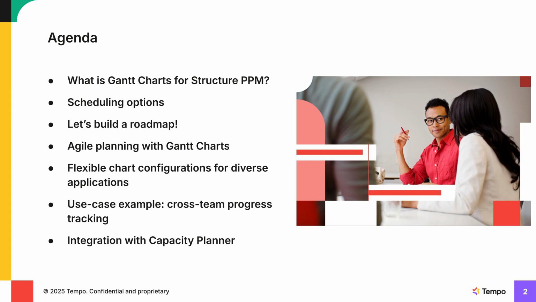Here's the agenda for this session. We'll start by answering the question, what is Gantt Charts for Structure PPM? The majority of our time will be spent demoing the product. We'll talk about scheduling options. We'll of course build a roadmap. We'll discuss agile planning with Gantt Charts. You'll see how to configure your Gantt charts for diverse applications. There will be a use case example, cross-team project tracking. And we'll end by talking about Gantt charts integrations with another Tempo app, Capacity Planner.